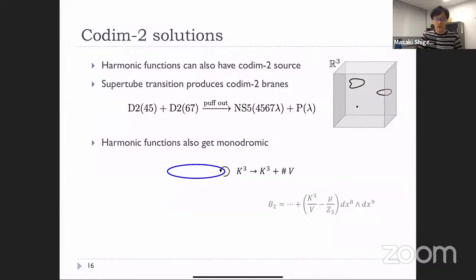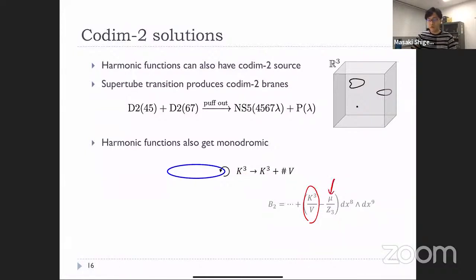because harmonic functions are going to be monodromic. So as you go around such a curve, K3 is going to K3 plus some number, the NS5 brane number, times V. So it's not a constant shift. It's a bit strange, but it's what it is. Because if you look at the B field, it has this form. And if you have an NS5, the B field must undergo an additive constant shift. That means that this part must undergo a constant shift. And that gives you this monodromy. So that's what you expect.